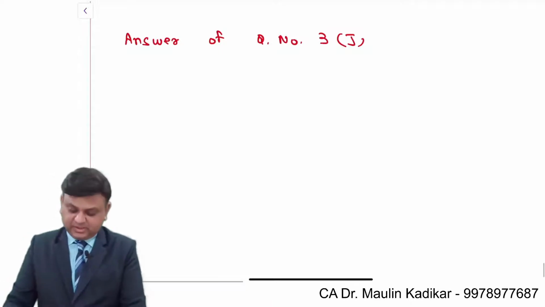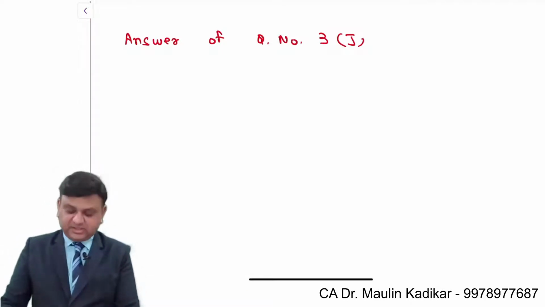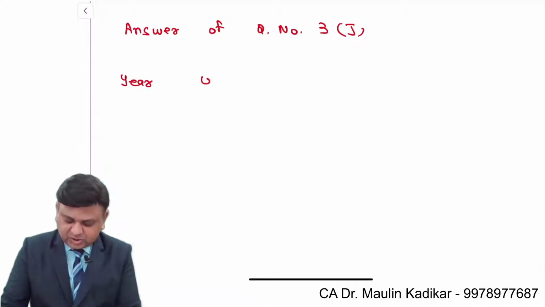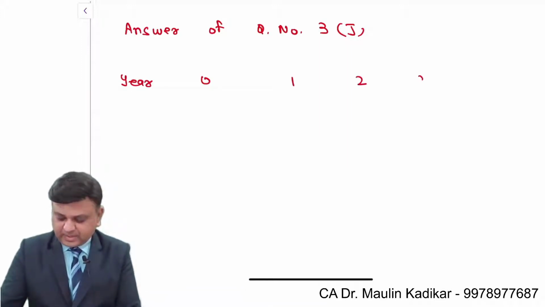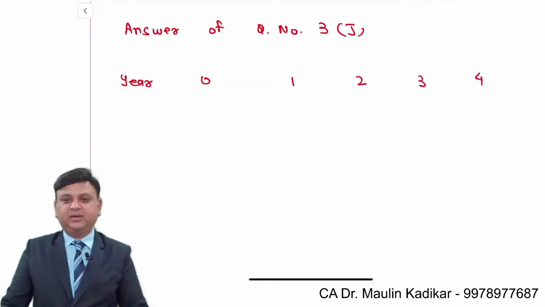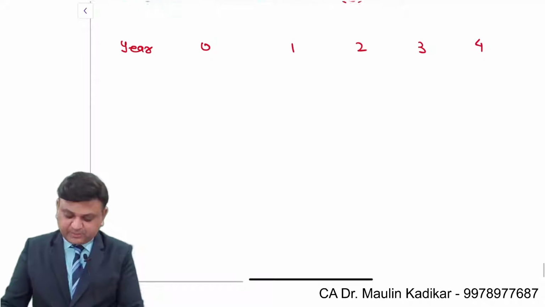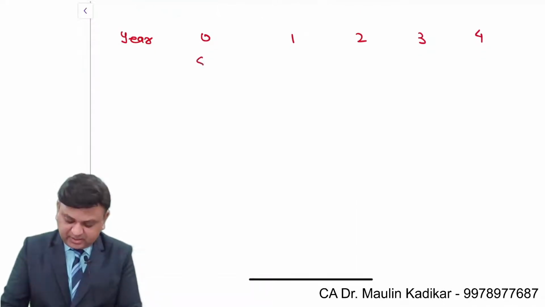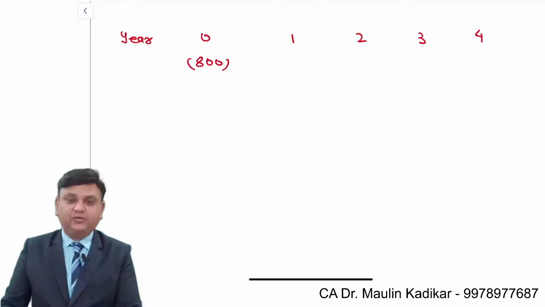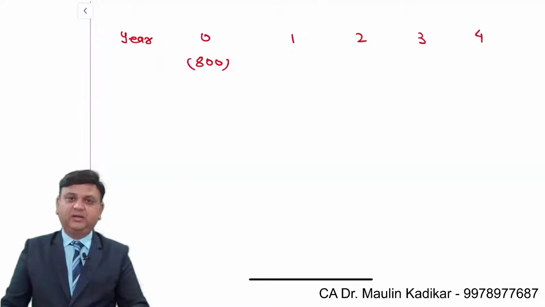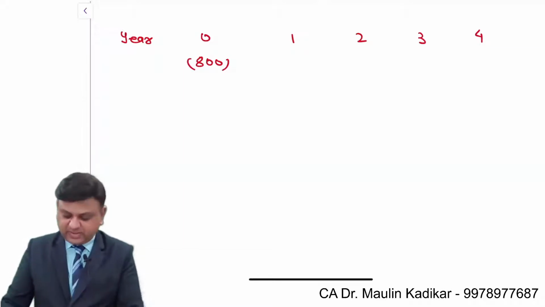Dear students, let us assume that there is a security which is issued for a time period of 4 years. I am just taking an additional example. Suppose the price at which the security is issued is 800. It will offer interest on the face value of the security, and let us assume that the interest is 100 rupees.